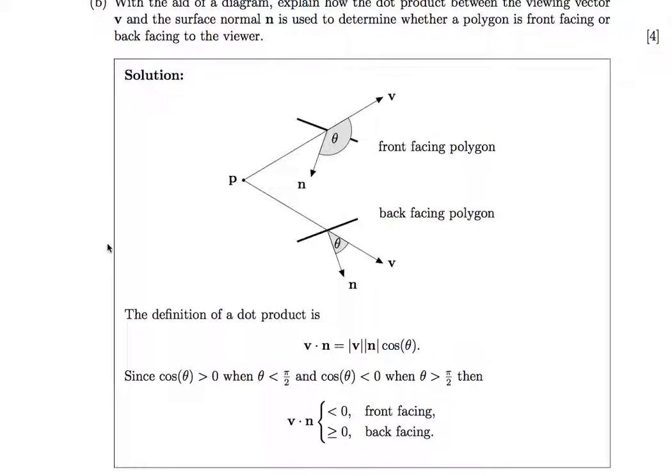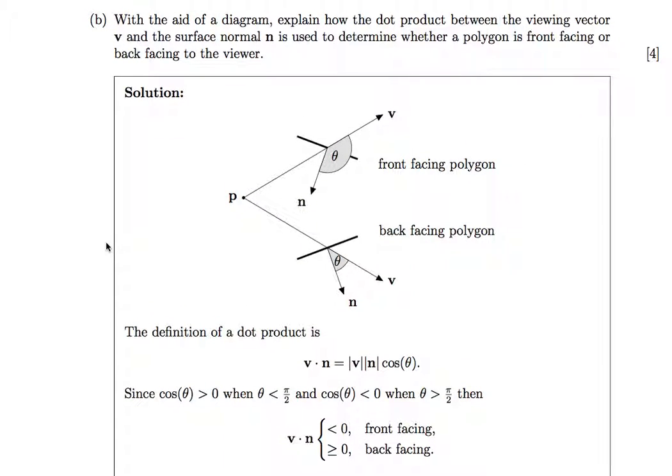Okay, part B, with the aid of a diagram, explain how the dot product between the viewing vector v and the surface normal n is used to determine whether a polygon is front or back facing. So here's my diagram. P is the viewing position, and we've got two polygons here. I've got one front facing where the normal vector is facing the region where the viewing position is, and another back facing where the normal vector is facing away.